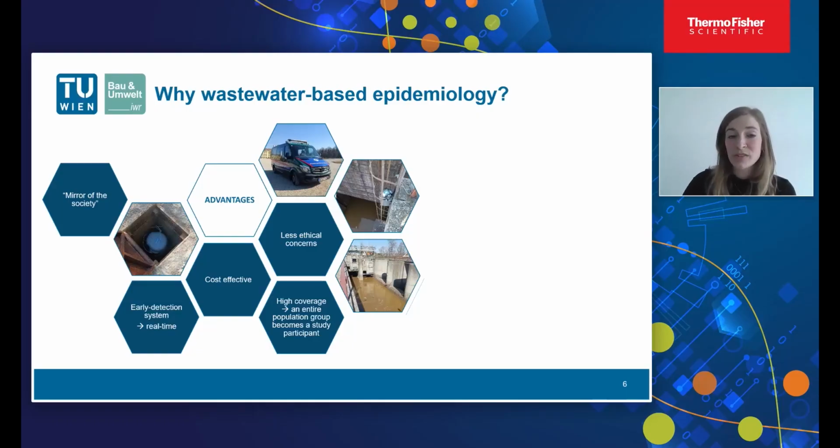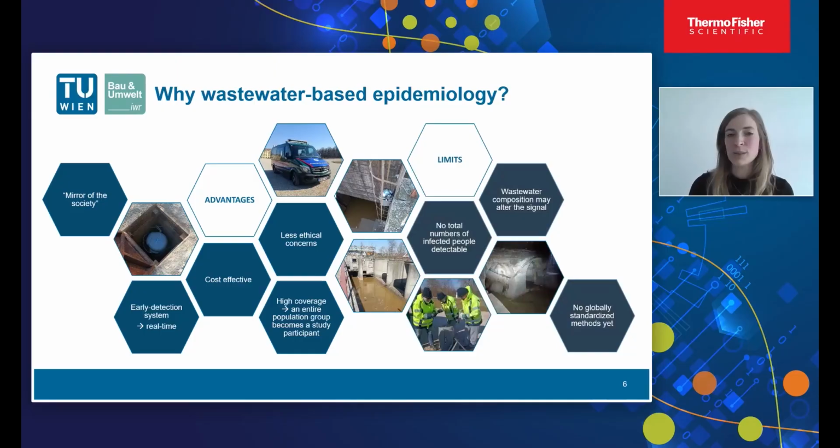But of course, no advantages without disadvantages. There are always some limits as well. One limit would be that we cannot detect the total number of infected people. It gives us more estimations. So are trends going up, are trends going down? It gives us a bigger picture. And then, of course, the wastewater composition may alter the signal. It could always happen that something ends up in the wastewater that maybe shouldn't end up there, or we are not aware of, and this might alter the signal. Additionally, there is no globally standardized method yet. However, there are people working on this.